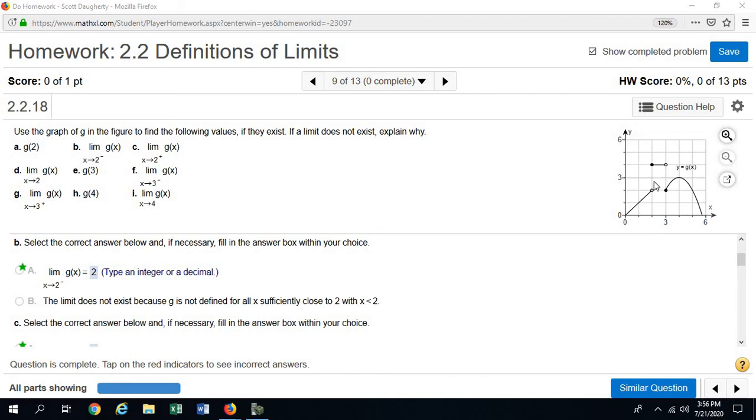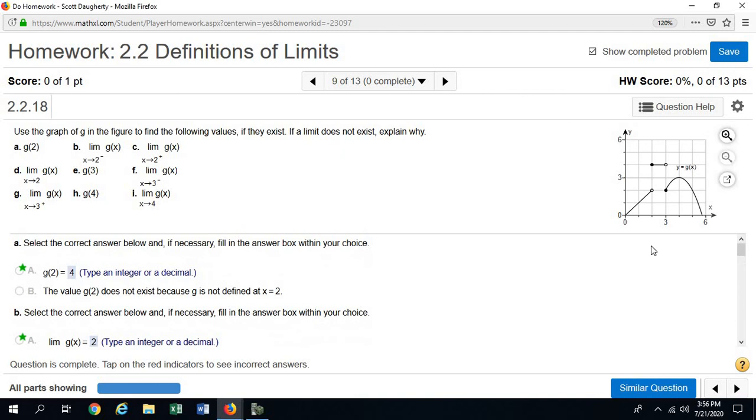When I plug a 2 in, you can see that the ordered pair is (2, 4). The y value that comes out is a 4 because this is at (2, 4). Okay, so if I plug a 2 into the function, it appears that I get a 4 out. So g of 2, g evaluated at 2, is 4.